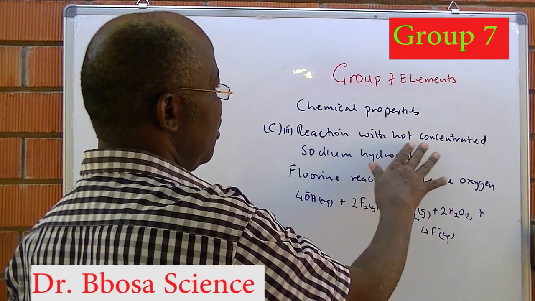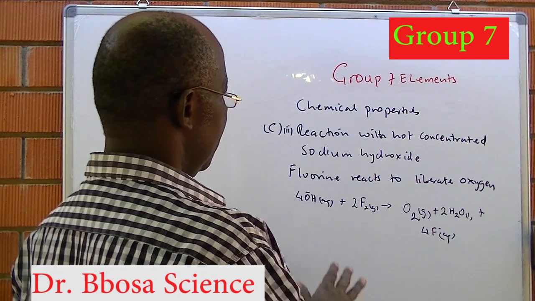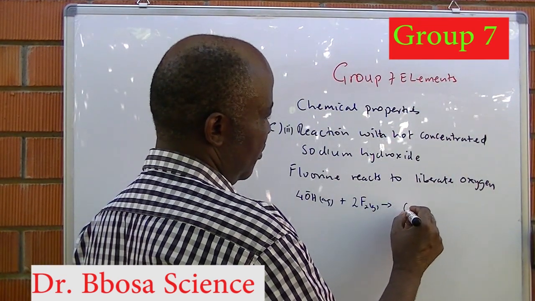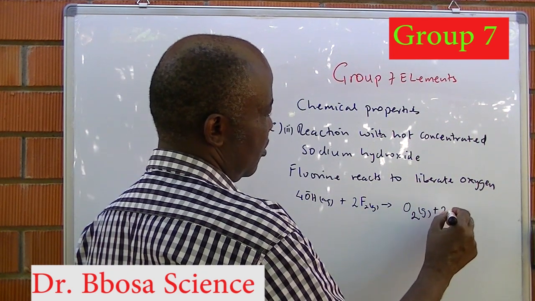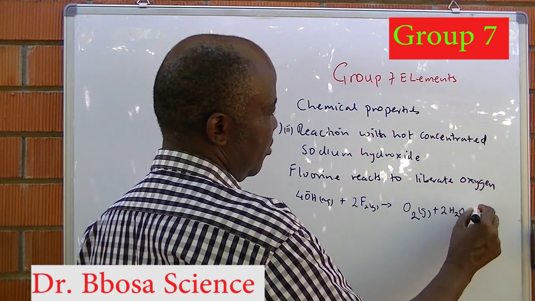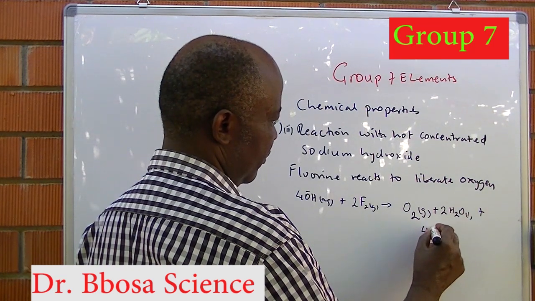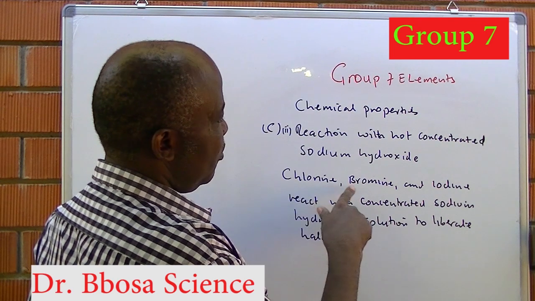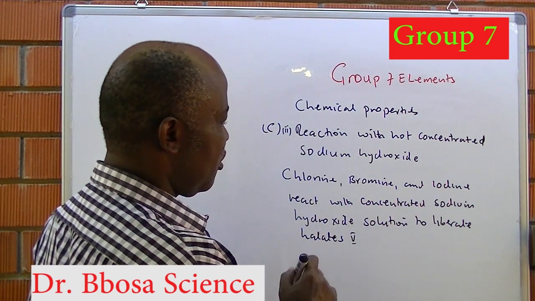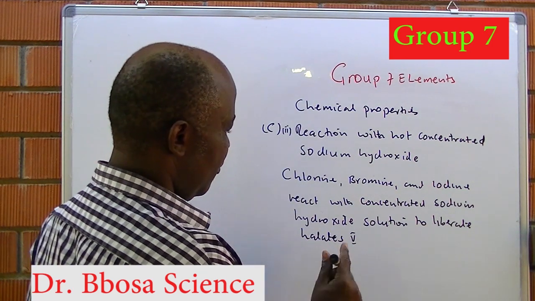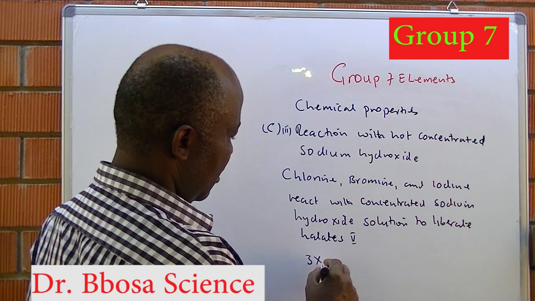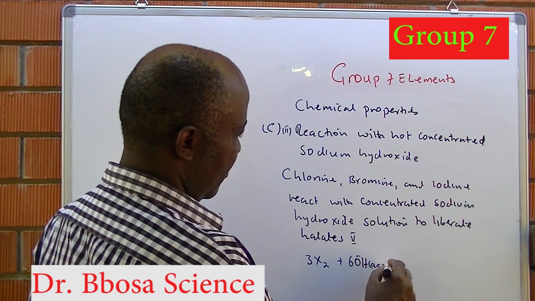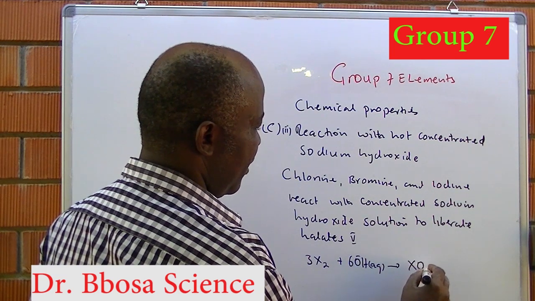Halogen reaction with hot concentrated sodium hydroxide. Fluorine reacts to liberate oxygen. So sodium hydroxide plus fluorine will give you oxygen gas plus water plus fluoride ions. Chlorine, bromine, and iodine react with concentrated sodium hydroxide to liberate halates(V).